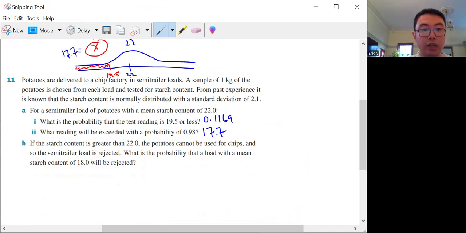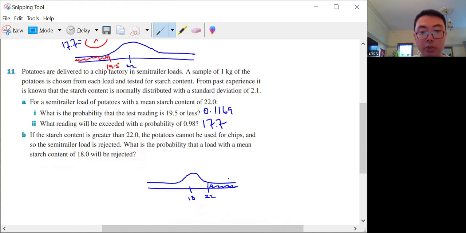Okay. The next one is part B. If the starch content is greater than 22, the potatoes cannot be used for chips, and so the semi-trailer load is rejected. What is the probability that a load with a mean starch content of 18 will be rejected? In this case, they try to trick you with the number 22, because now our normal distribution has a new mean of 18. And the 22 reading is now our new x value, and we're looking for the probability under this new normal distribution.